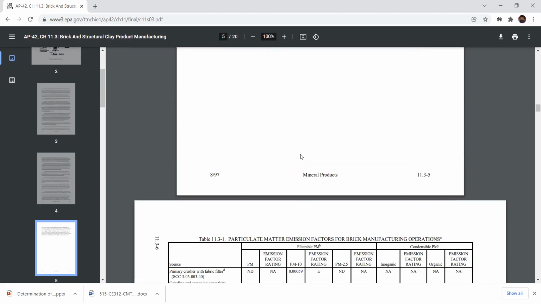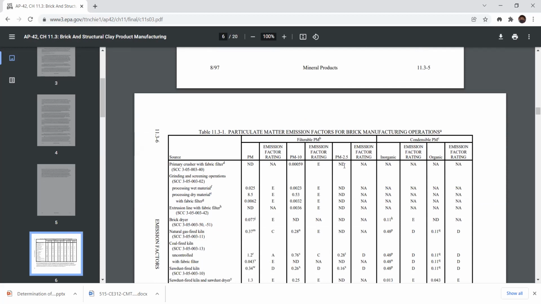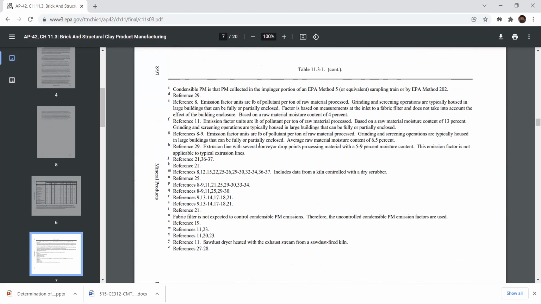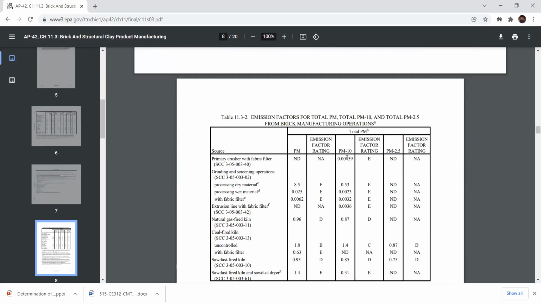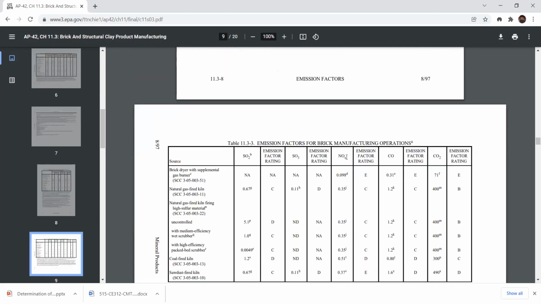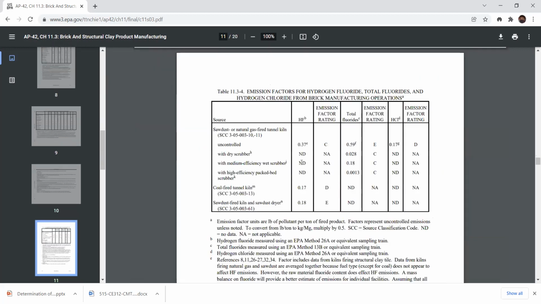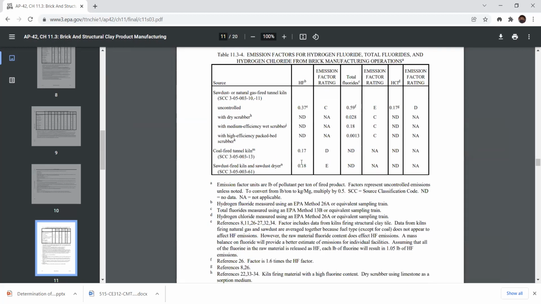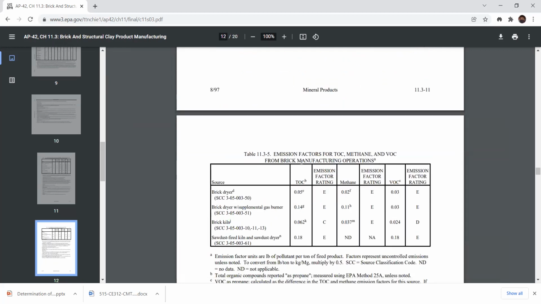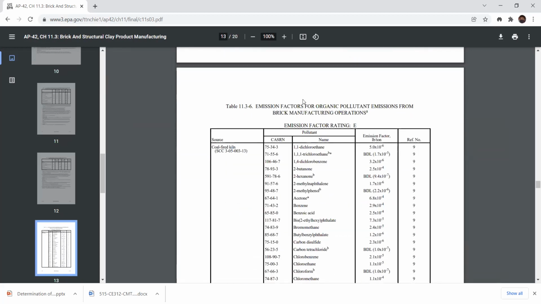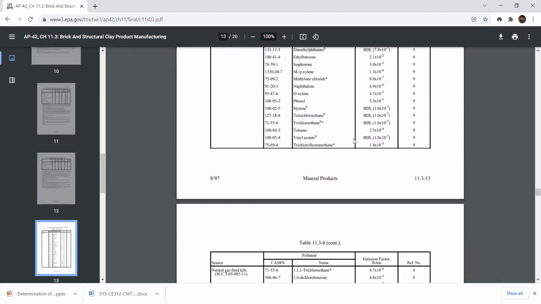These are the emission factors, and this is for particulate matter from brick manufacturing operations in the mineral products section. Here are the emission factors of total PM and total PM2.5 from brick manufacturing, then the emission factors for hydrogen chloride and total fluorides from brick manufacturing operations. The emission factors for total methane and VOC from brick manufacturing operations, and the emission factors for organic pollutant emissions from brick manufacturing operations.